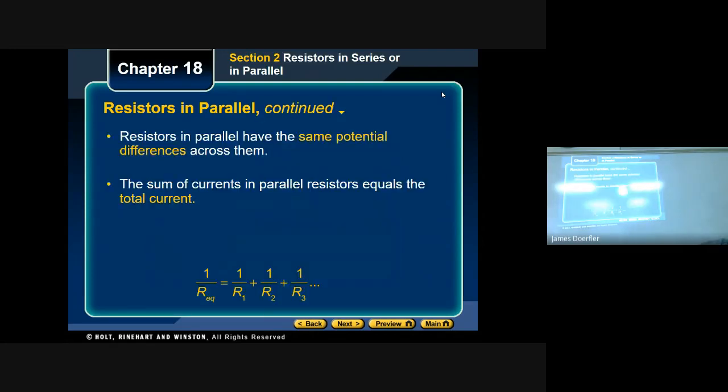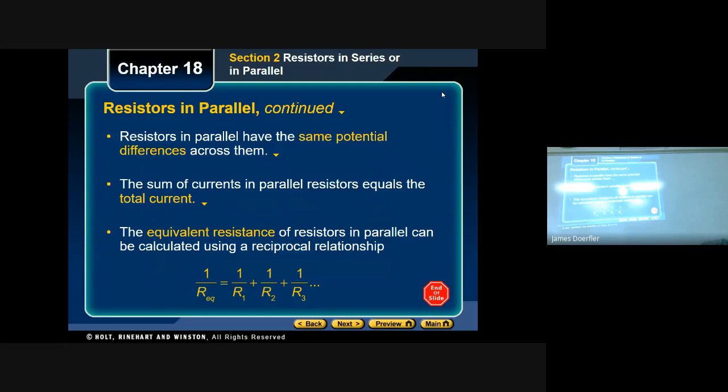Now, when we calculate equivalent resistance, resistors in parallel have the same potential difference across them. Asterisk. Resistors in parallel have the same potential difference across them.